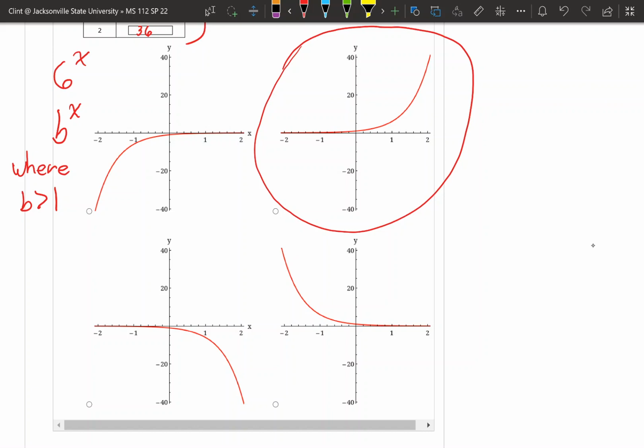Questions on that one? So this would be 6 to the negative x, or 1/6 to the x. This one would be negative 6 to the x. And this one would be negative 6 to the negative x.